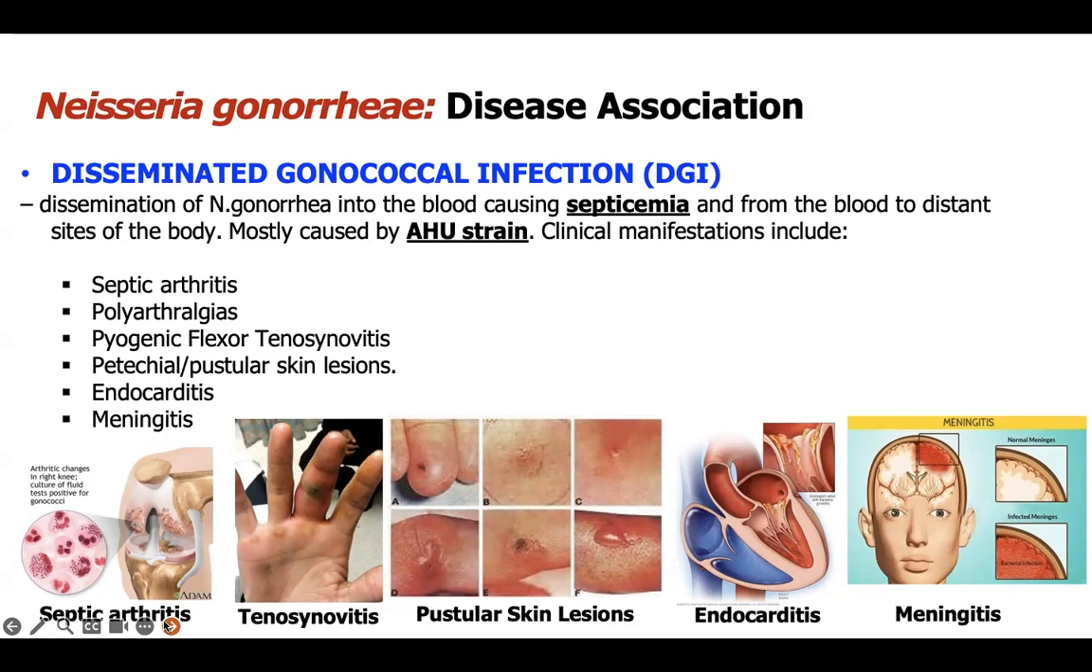No, pag nakapasok sa bloodstream, it could cause septicemia and cause different types of infections. Usually, DGI is caused by the Agu strain. Okay? So merong septic arthritis, okay? O involve yung synovial, no, yung joints mo, polyarthralgias, ganun din, no, joints din. Or pwede din namang magkaroon ng tenosynovitis, which is the inflammation of the membrane that covers your tendon. Okay? And then pustular skin lesions, these are quite common, endocarditis and also meningitis.